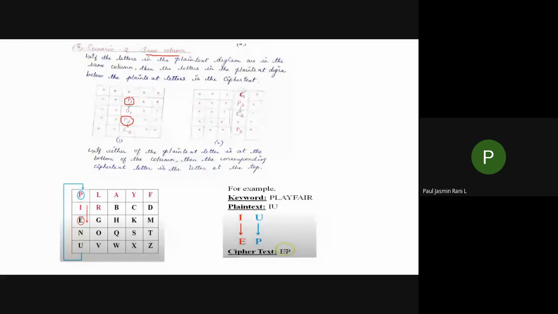Let's consider an example. For the keyword paper cipher, let us consider we have already completed filling this matrix. For this keyword, let us assume the plain text is IU. I'm going to consider I as your plain text P1 and U as your plain text P2. For this plain text P1 and P2, you have to find the ciphertext. Let us see how we get the ciphertext EP. From this matrix, you have to see where this IU exists.